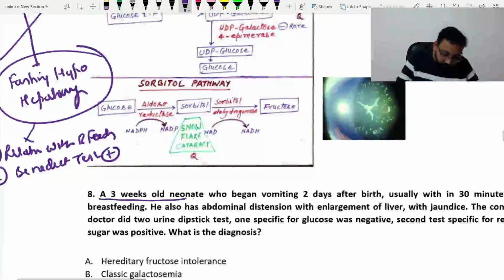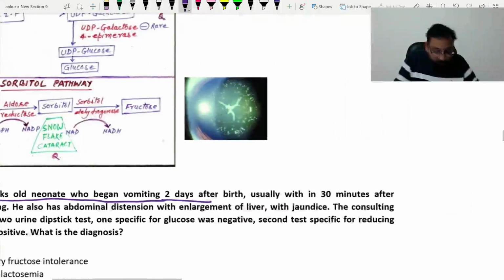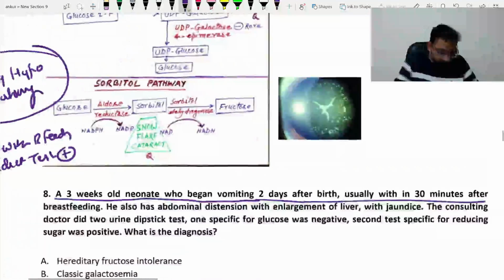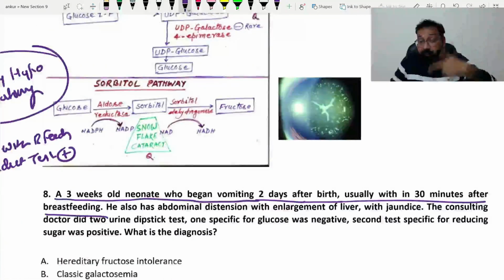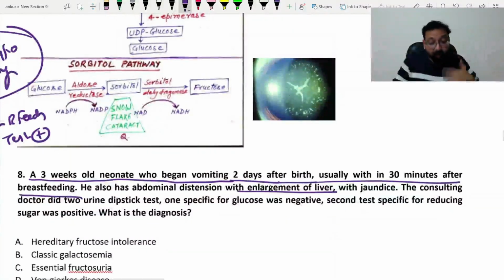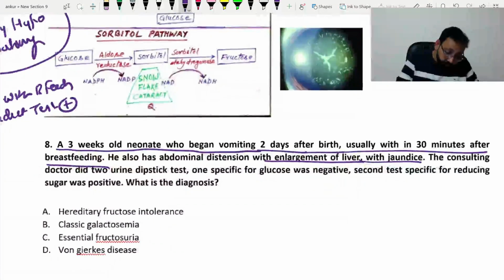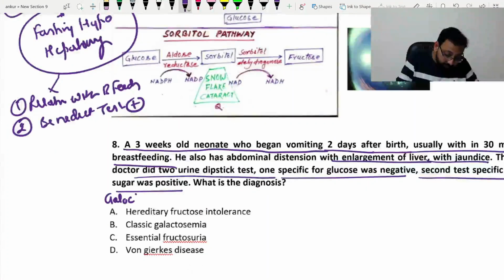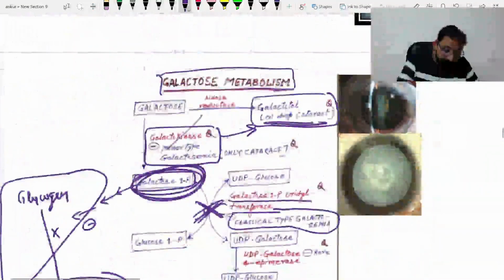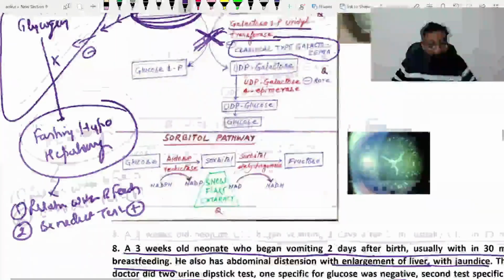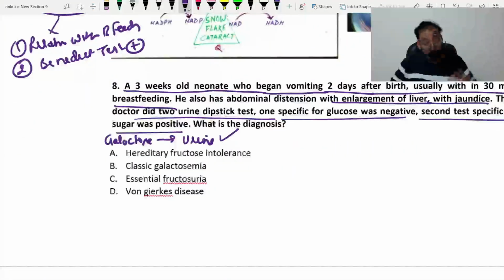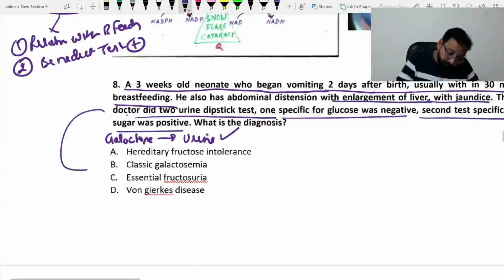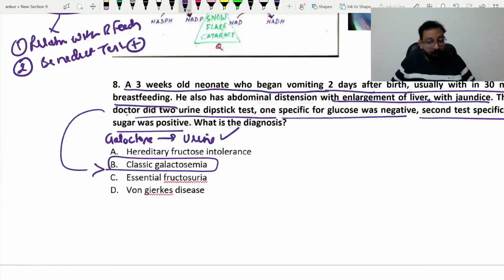Now, a 3-week-old neonate who began vomiting 2 days after birth, usually within 30 minutes after breastfeeding. Means relation with breastfeeding, there would be enlargement of the liver, hepatomegaly, jaundice. On dipstick test, glucose was negative. Test for reducing sugar was positive. Galactose is a reducing sugar and will be present in urine because galactose metabolism is defective. So the urine dipstick test will be positive for galactose. So the answer is classical galactosemia. Got the point?